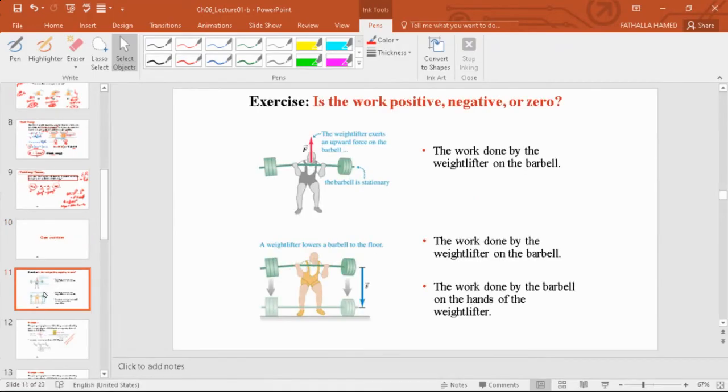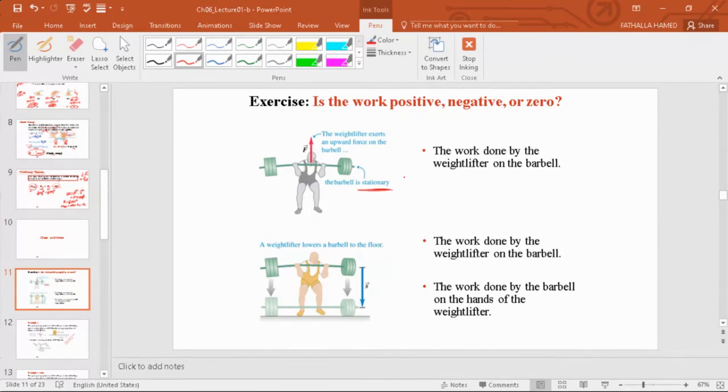So let's deal with some questions here. What we have here is an exercise, and the exercise asks, is the work positive, negative, or 0? They give you a weightlifter who exerts an upward force on the barbell. And you can see weights at the end of the barbell here. They tell you the barbell is stationary, and they ask for the work done by the weightlifter on the barbell in this situation.